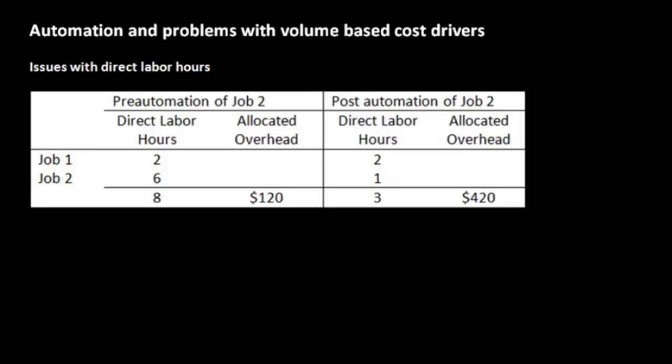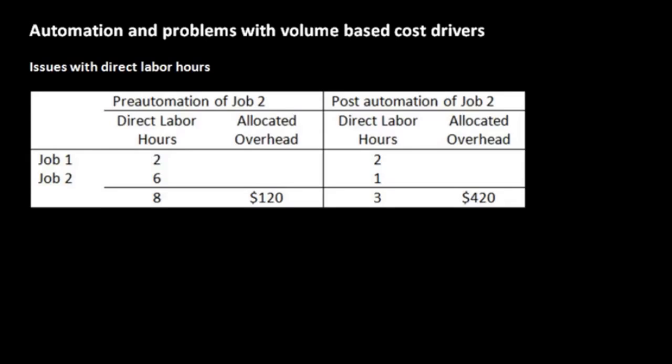In this video, I want to talk about some of the problems that we can have when we're trying to rely on volume-based cost drivers. We have looked at a lot of examples so far, and we've used volume-based cost drivers to allocate costs. So we've used things like direct labor hours, or the number of units produced, or some measure of volume to allocate costs. And that works pretty well for a lot of cases.